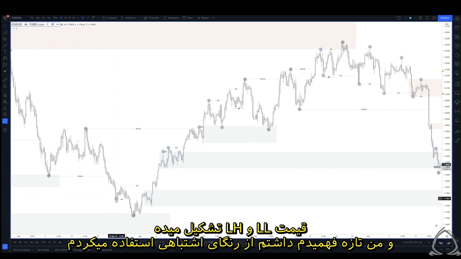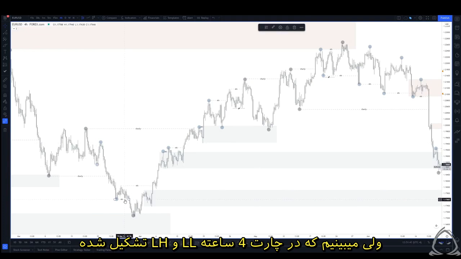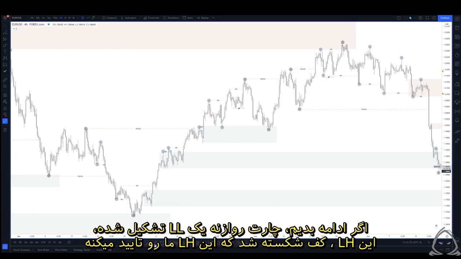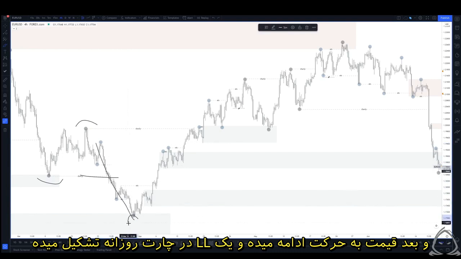I've now just realized I'm using the wrong colors. Let me fix that very quickly. But as we can see, we're making lower lows and lower highs here on the 4-hour chart. As we continue down, the daily chart created a lower low here, a lower high here. We broke, which confirmed this lower high. We then continued moving down, creating a lower low on the daily chart.